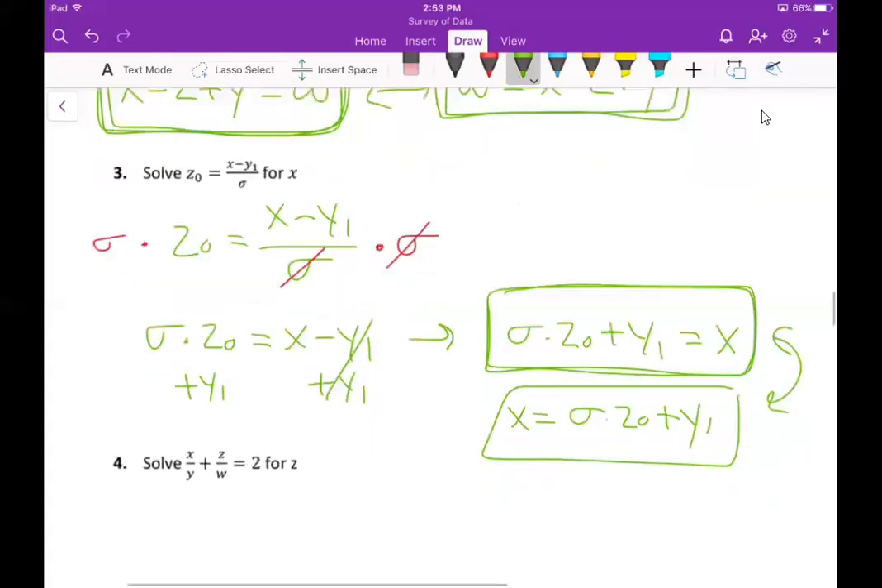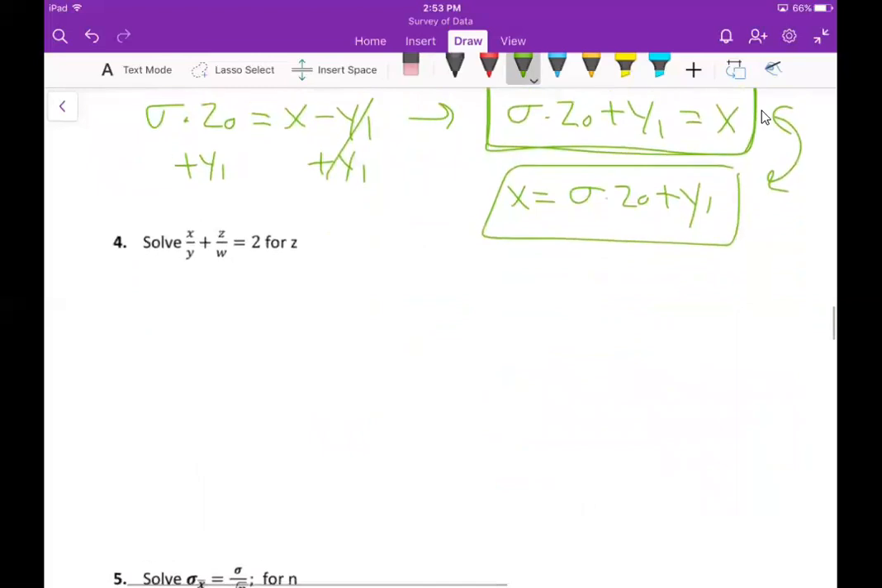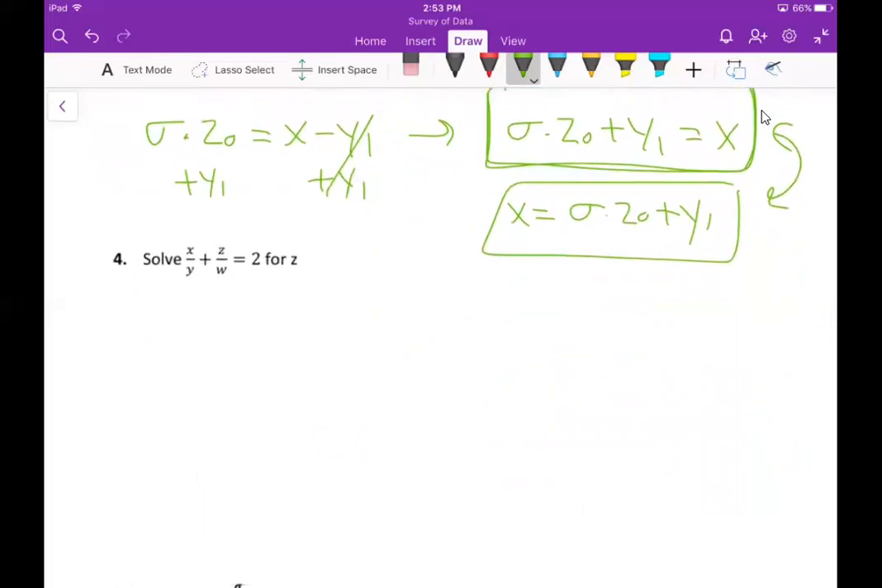All right, let's look at a couple more. This one's got a number in it. That's all right. We're going to solve still for Z, which is currently not alone on the left-hand side. Now this one's kind of interesting here. We have X over Y plus Z over W equals 2. Now here's my unknown right here that I want to solve for.